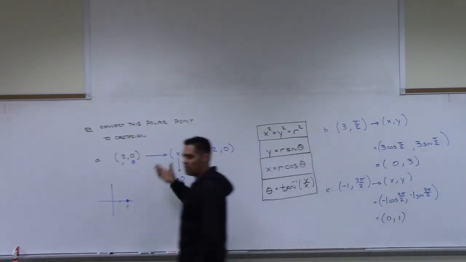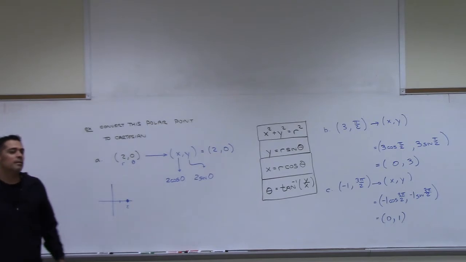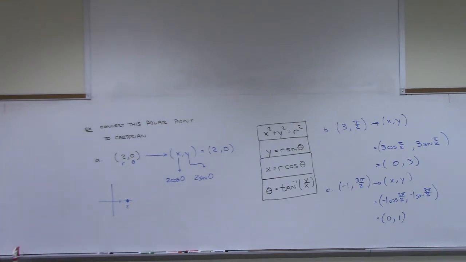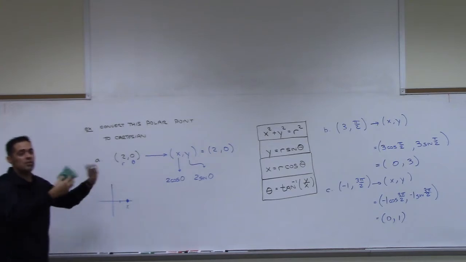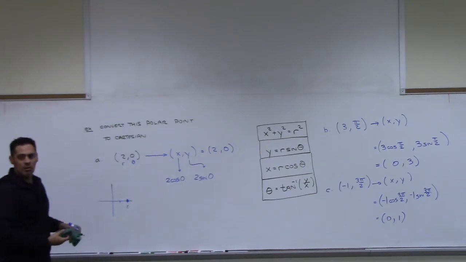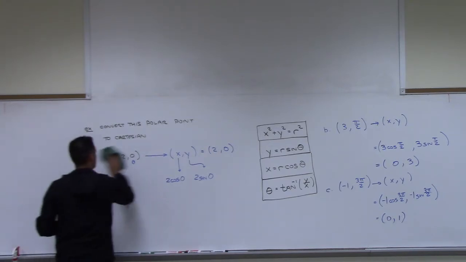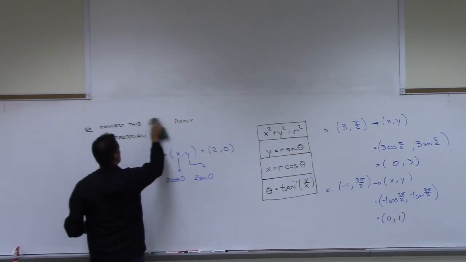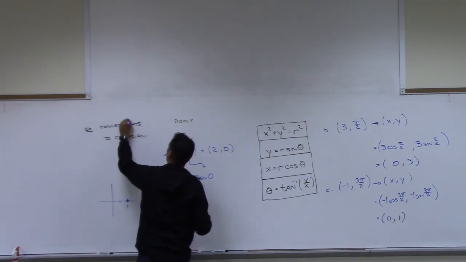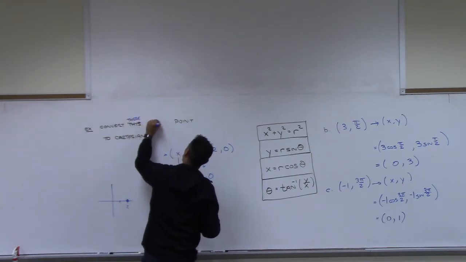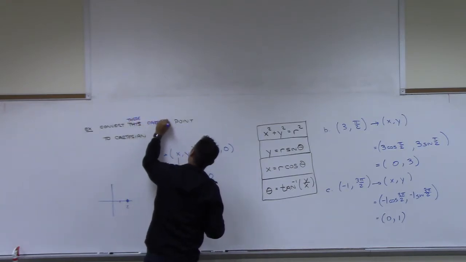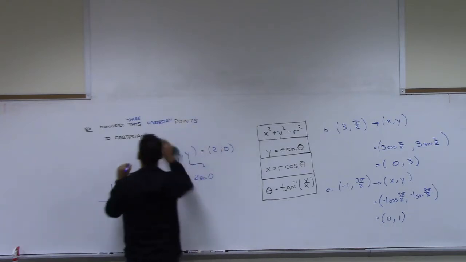Going from Cartesian to polar. Let's do it the other way around now. Let's go from, wait, did I just say going from Cartesian to polar? Yeah. I think I did. This is how you go from polar to Cartesian. Sorry. Now we're going to go from Cartesian to polar, which is a little more challenging. All right? So convert Cartesian points to polar.